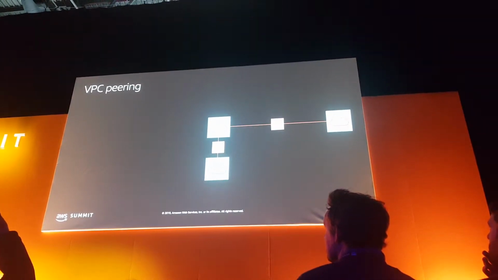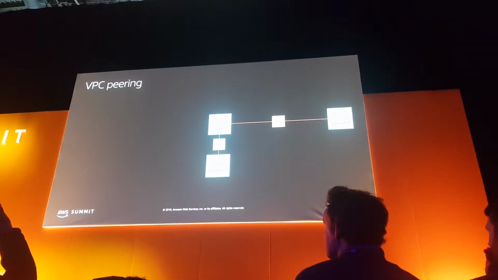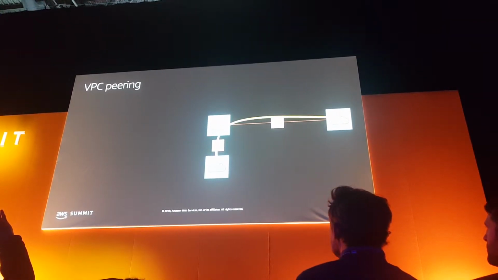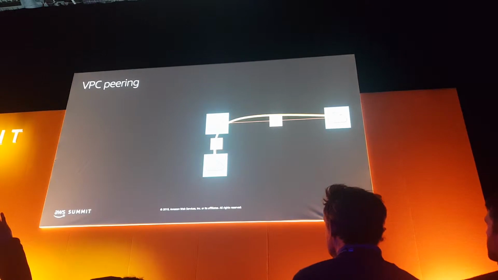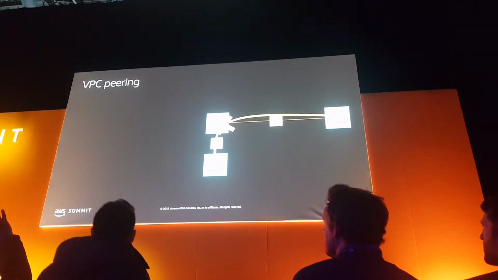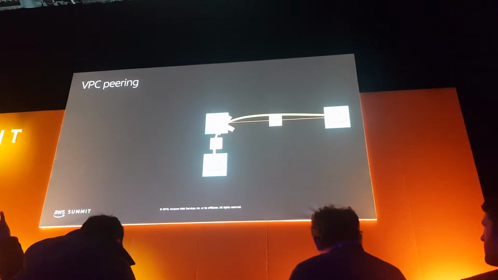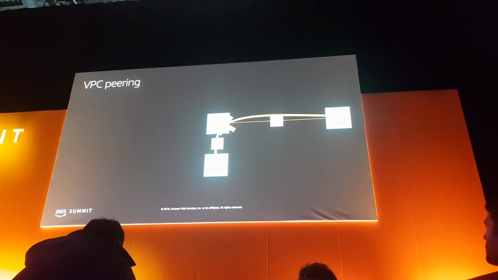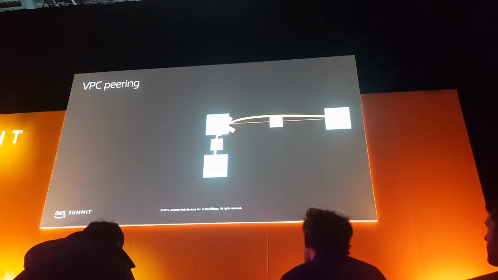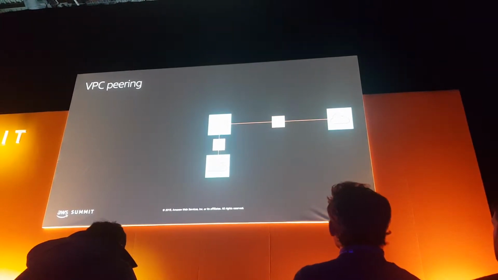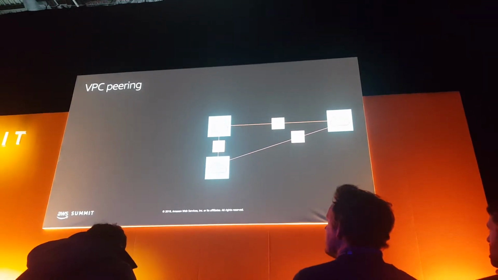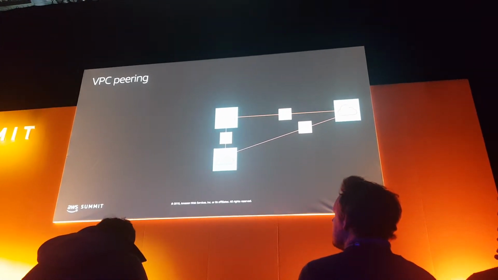However, one thing to remember here is VPC peering is a one-to-one relationship. So you can't have this path happening. You can't have traffic traversing a VPC to get to another VPC. So if you have a requirement for those edge VPCs to be able to talk to one another, you'll need to set up your own VPC peering here and establish a connection between them.